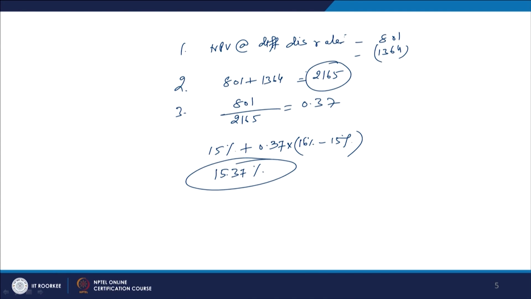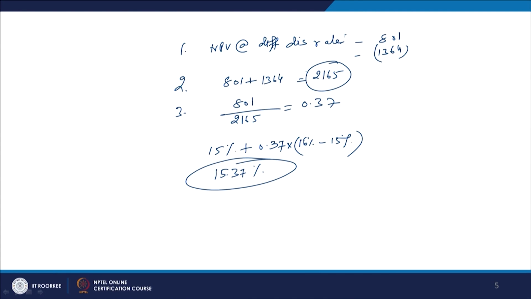This model is given to us, and simply by applying it you can find the exact discount rate. But if you want to know the process, how it all happens, you have to follow 3 important steps. First step: calculate the NPV at the smaller discount rate and the bigger discount rate, meaning where it is positive and where it becomes negative, 2 discount rates. Second step: sum up both the NPVs, positive as well as negative, ignoring the negative sign, and you get the total value, which is 2165 in this case.